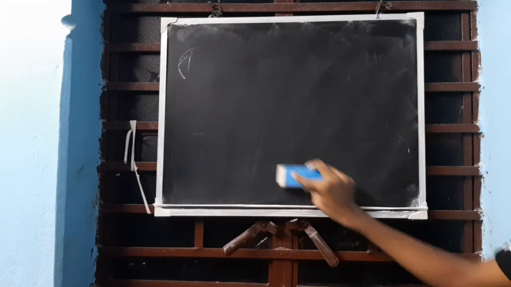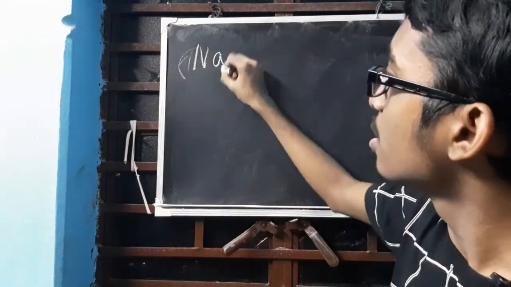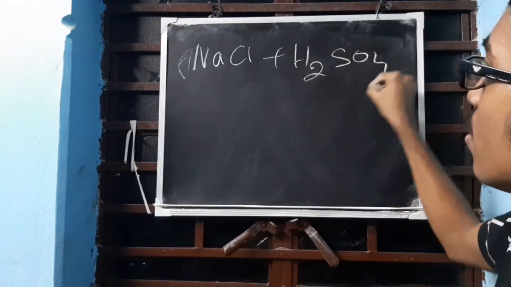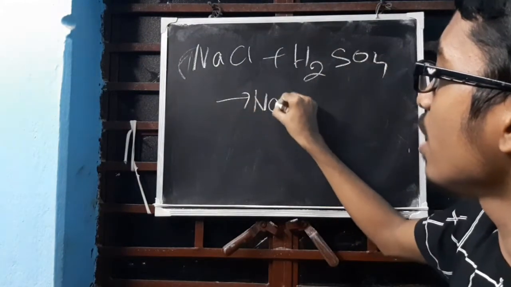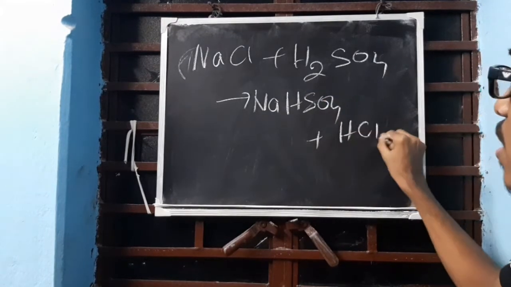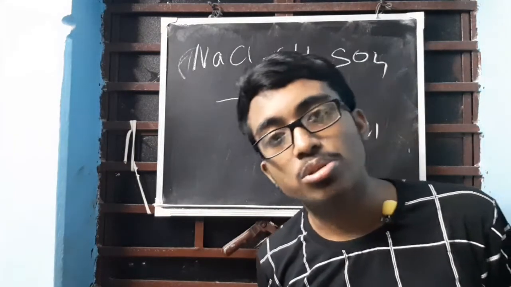Next, we move on to the laboratory preparation. In laboratory preparation, the reaction that we need to read is NaCl plus H2SO4 forms NaHSO4 plus HCl. Reaction is balanced? Understood.